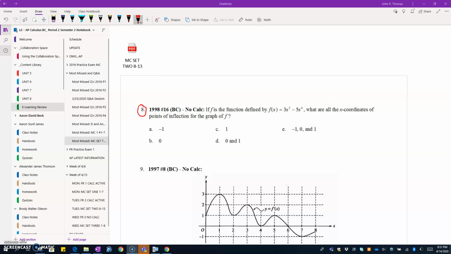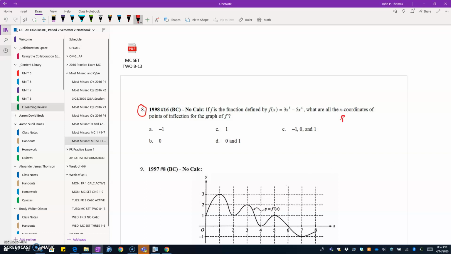Alright, so if I was betting before starting this one, I would guess that one of these choices has a spot where the second derivative is 0, but does not change sign. And then there's one of these that has the correct inflection points. Inflection points require two features. First, the second derivative equals 0 or is undefined. And then second, the second derivative changes sign at that value.